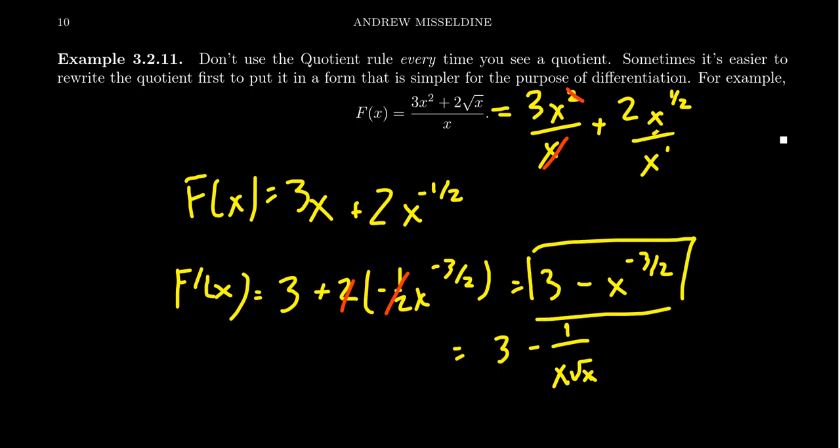Or if you prefer, you could write this as 3 minus 1 over x square root of x or something. All of those things are equivalent to each other. I'm not going to worry too much about that. We'll just leave the original form right there.